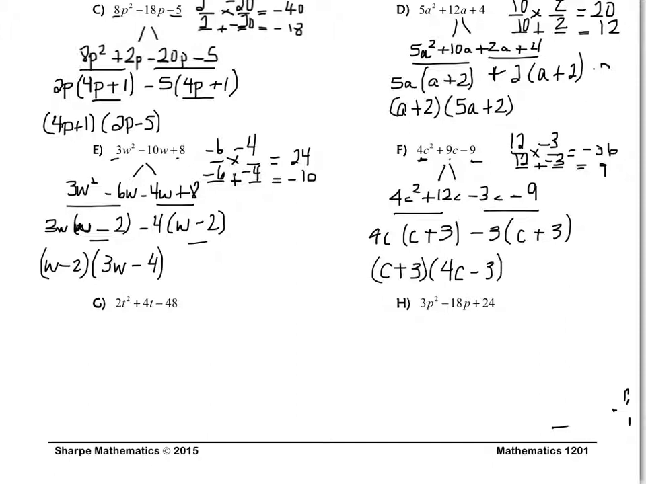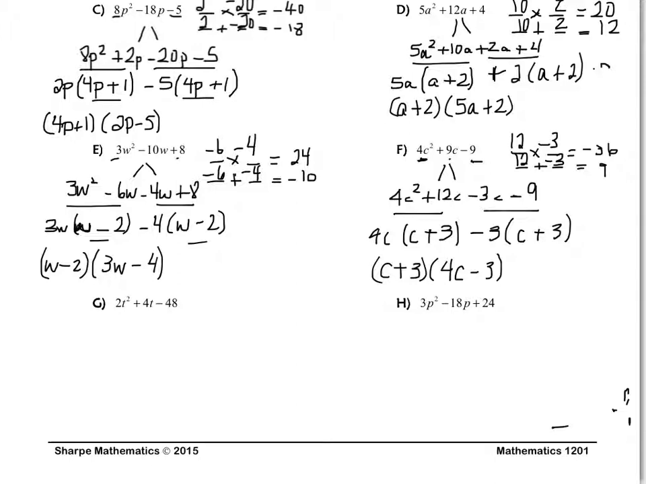And you should always do a quick check. I haven't been putting it in here because I don't have a whole lot of room. But you should just do a quick check in your head to make sure that when you multiply those out, you will get what you started with back again. So c times 4c is 4c squared minus 3c plus 12c will give you the positive 9c. And then 3 times negative 3 will give you the negative 9.